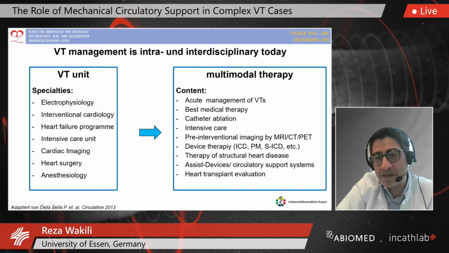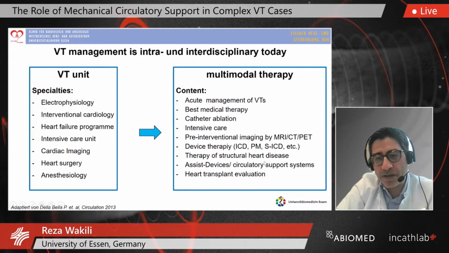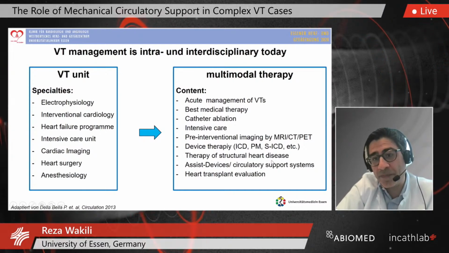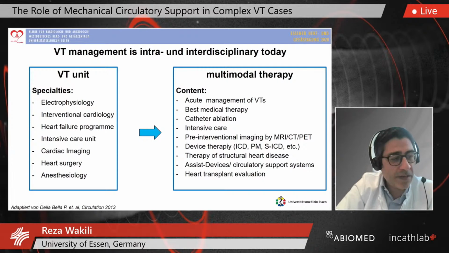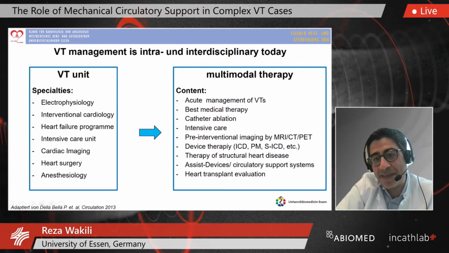I think device therapy is one thing which is for sure established: ICDs, pacemakers, subcutaneous ICDs. The therapy of the structural heart disease should really be looked at. Is there a patient with mitral valve disease or aortic stenosis or other things which we can actually improve, to really improve the situation of the ventricle, and thereby also improve the precondition of the substrate which led to VT?